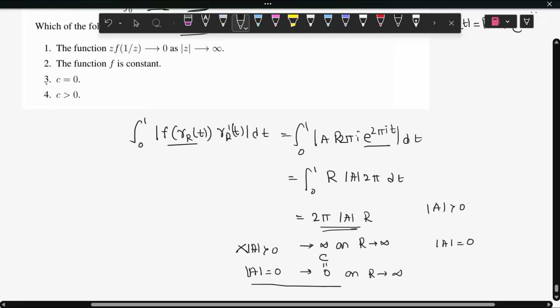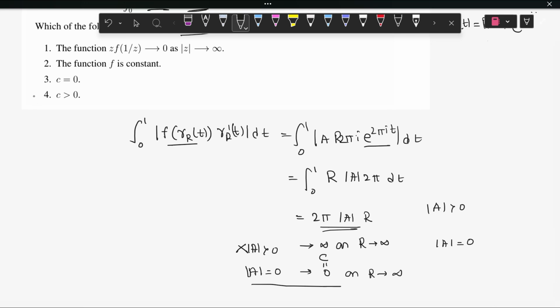So option 3 is correct and option 4 is wrong, but we need to mark the wrong option, so option 4 is our required option. Let's head on to our next question.